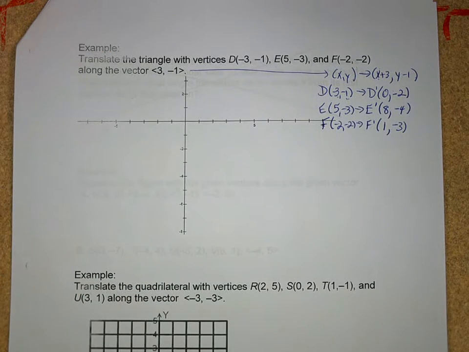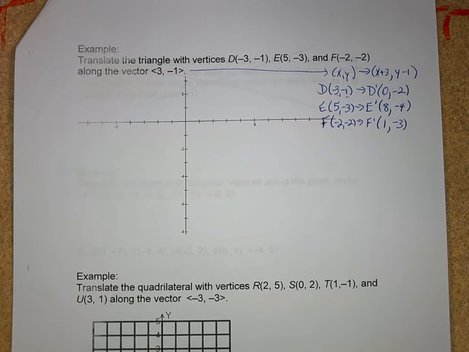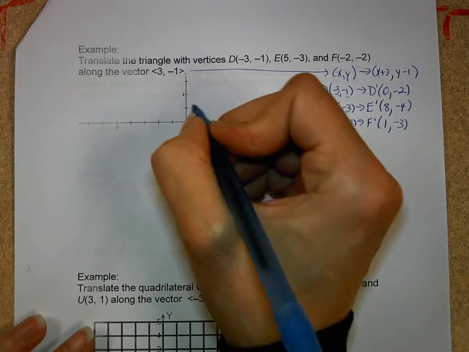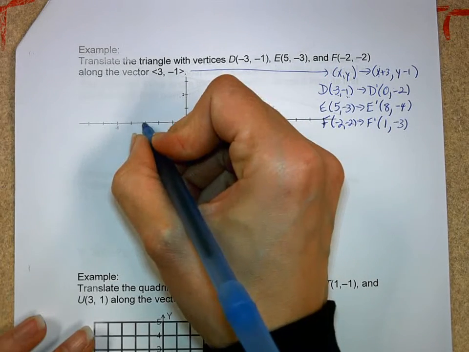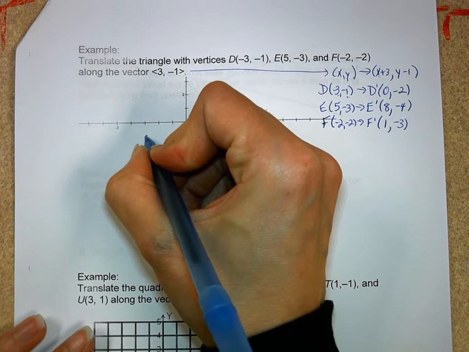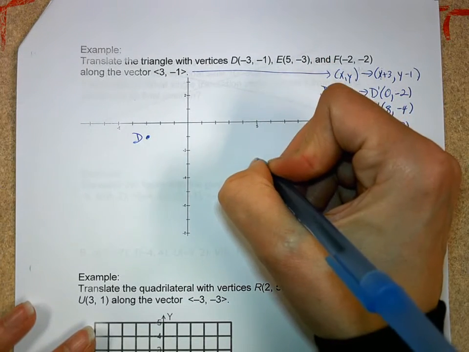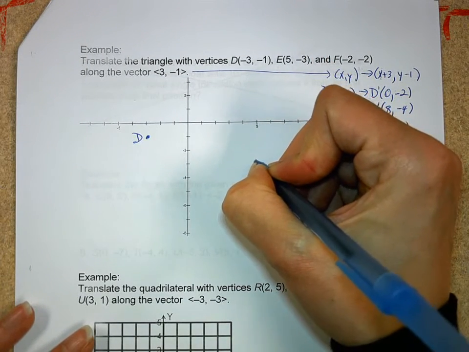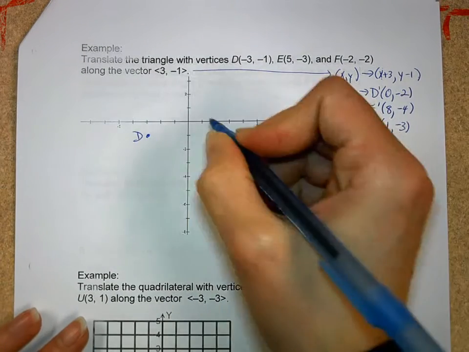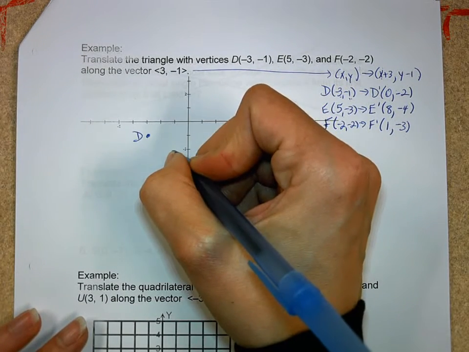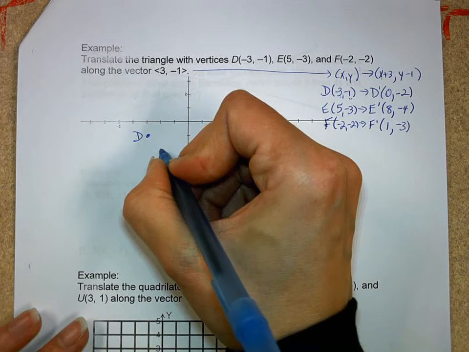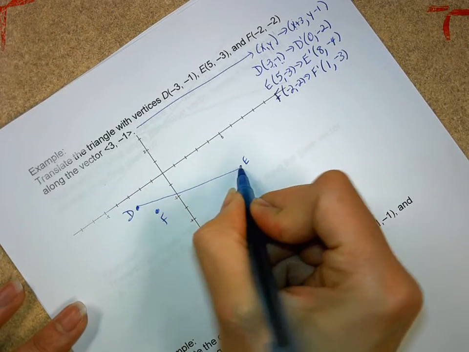So let's do this like before. Let's let our pre-image be in blue, and we'll let red be our image after we do our translation. So D is at -3, -1, so I'm over here at D. E is at 5, -3, so we're at 5, -3. Boy, I'm not going to be real accurate today with this, I can tell. F is at -2, -2. So it's this really long, kind of narrow triangle that I'm trying to move.